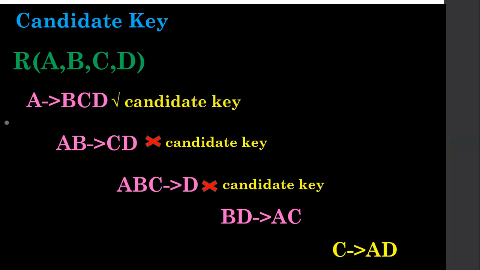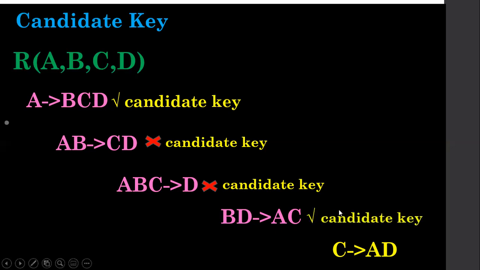Whether B is a super key here? No. Whether only D is a super key? No. So neither B is a super key nor D is a super key. Means the proper subset of BD is not a super key. If proper subset of a super key is not a super key, then that super key is a candidate key. So BD itself is the smallest set which is behaving as a super key. So BD remains a candidate key.